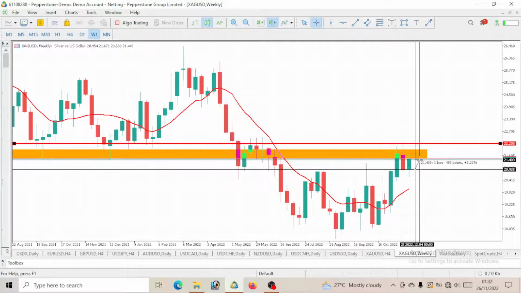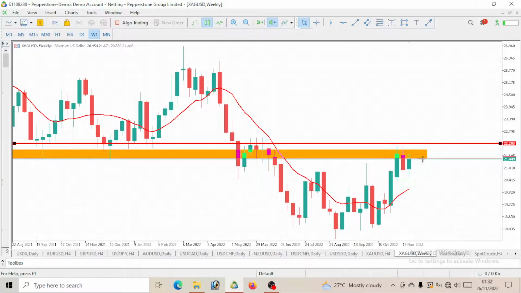So how many percent is that, a 2% move here? If this price can open from here and go to this level this week, we'll be having about 3%, close to 4%, which is still not bad. So from 21.449 to a level of 22.200 is exactly what we should aim for this week.